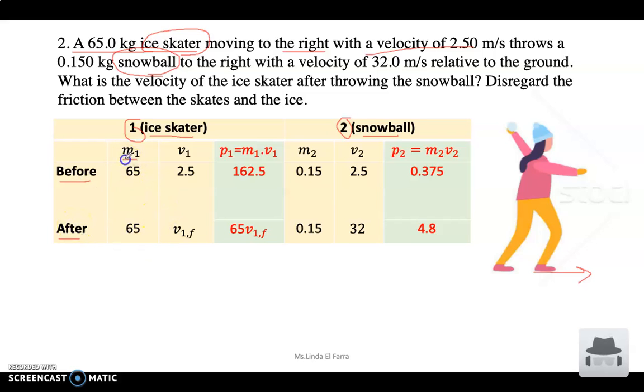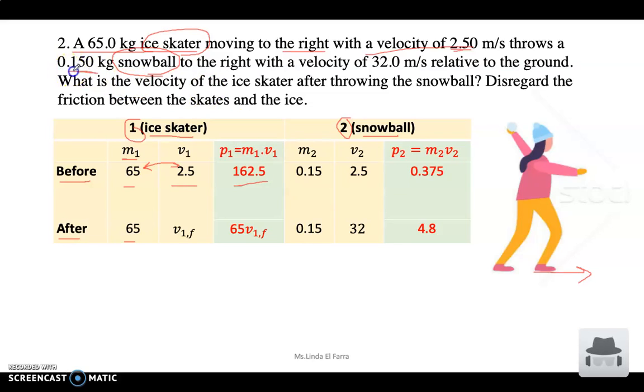Now, the mass of the ice skater is 65. She will have the same mass in both cases, before and after. Her mass will not change. Now, she's moving with a velocity of 2.5. Immediately I can find the momentum before, by multiplying these two numbers together. So 65 times 2.5 will give you this amount of momentum, 162.5.